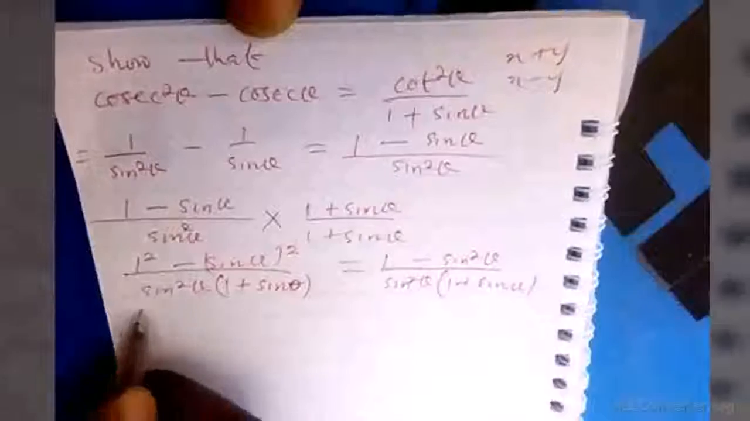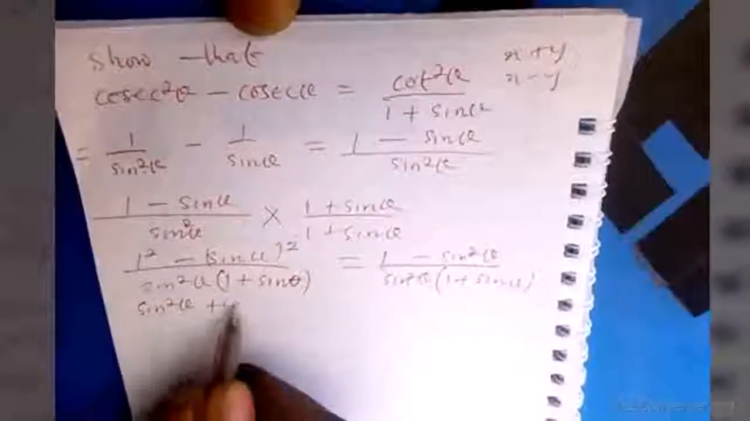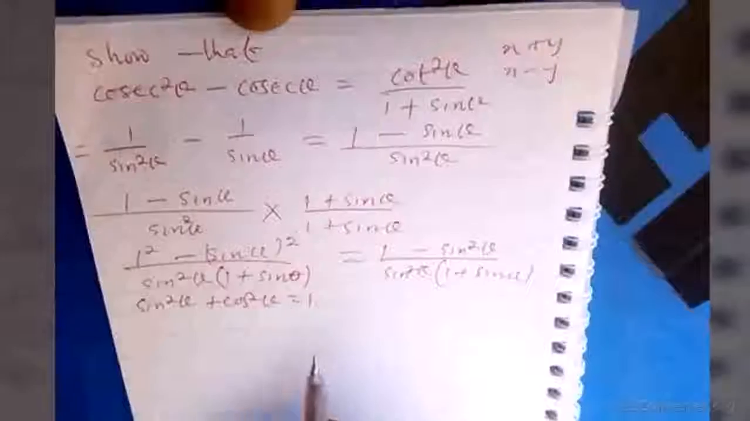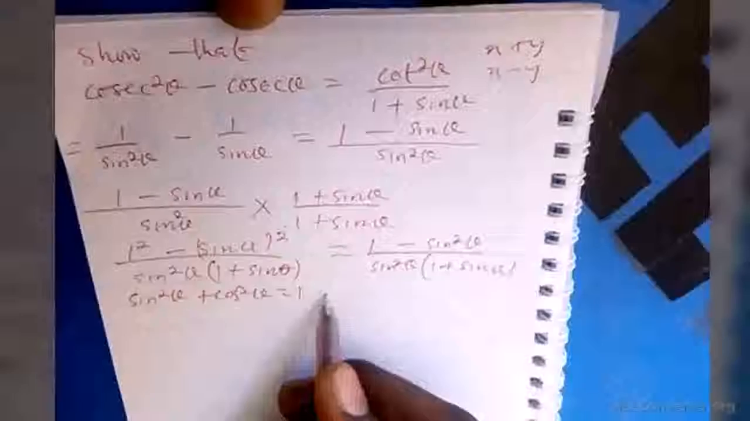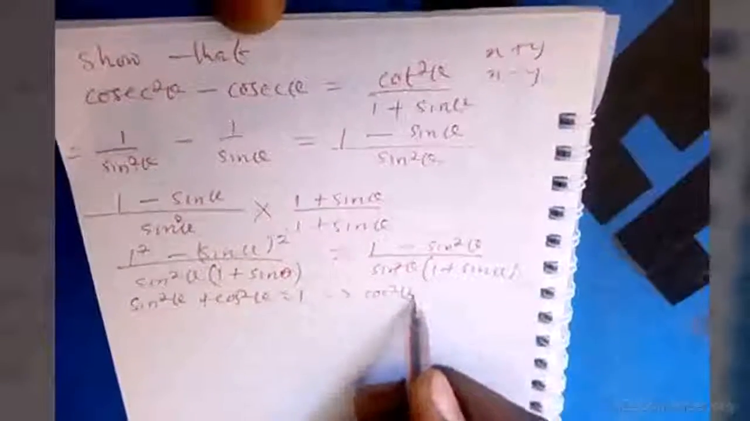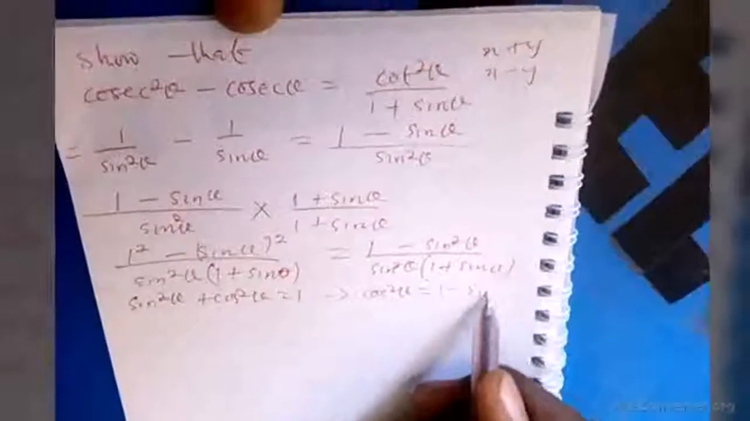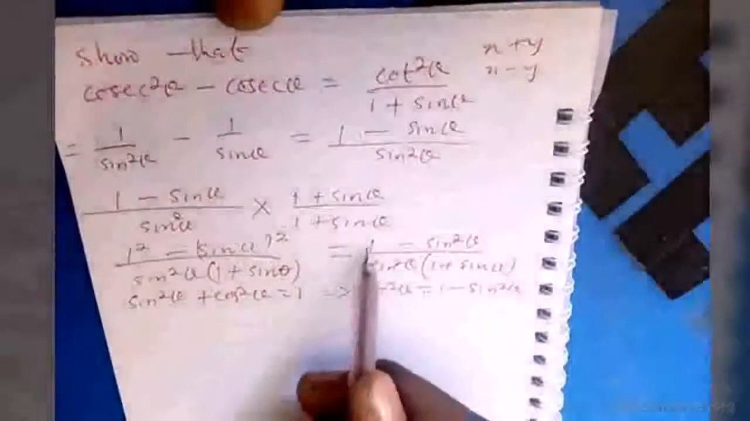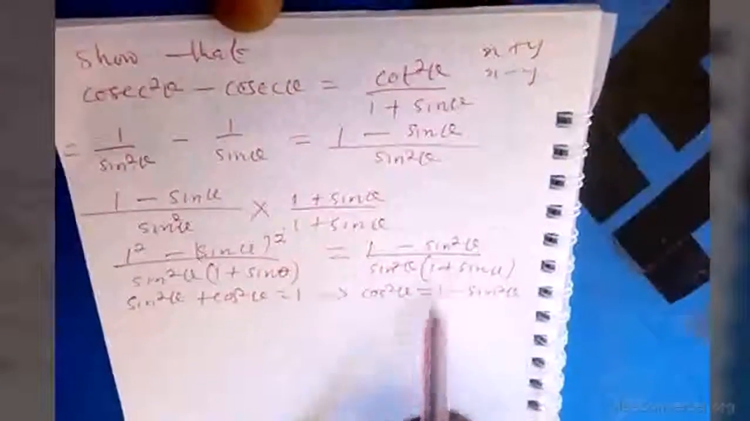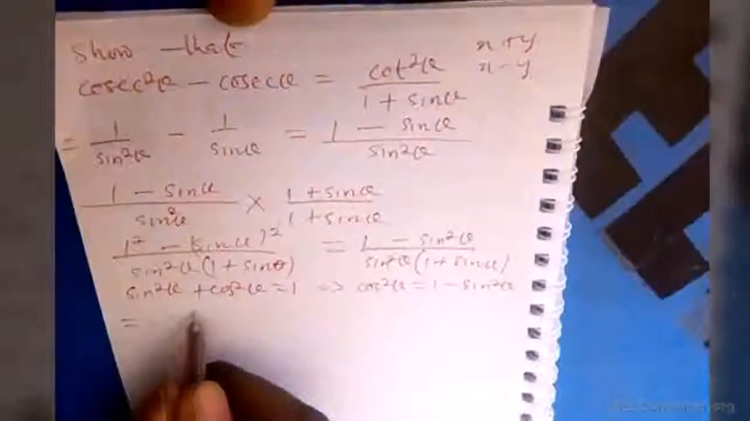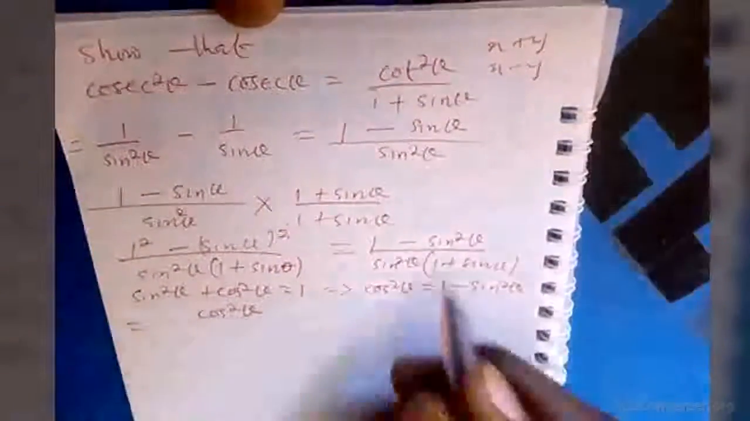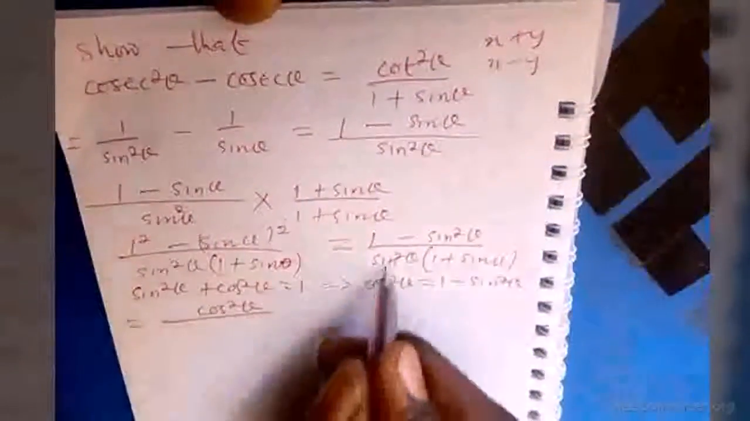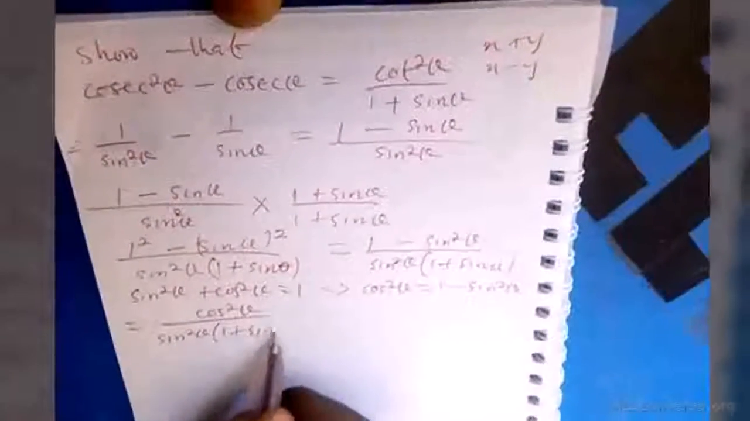Okay, from identity we have sin square theta plus cos square theta equals 1. If you want to have this kind of situation, we have to take sin square theta to this side. This implies that cos square theta equals 1 minus sin square theta. Therefore, in place of 1 minus sin square theta, we can replace it by cos square theta. Therefore, this equals cos square theta over sin square theta, then times 1 plus sin theta.